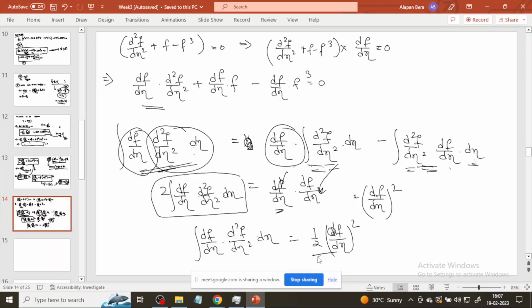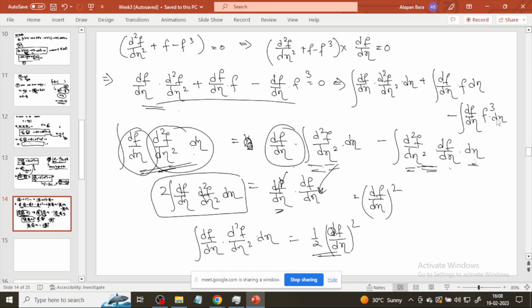Now we have to put this term back into this equation. From this equation, we take the integration over dn of d²f/dη² times (d²f/dη² plus df/dη minus ...). We are taking the integration of the left hand side only, and that is equal to 0. Now we replace this term with this term.